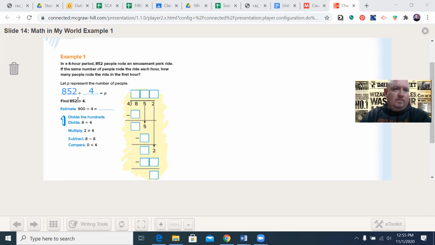So we do an estimate. Now I would estimate this into 800, but they want 200 or 900. So we know that it's going to be 225. If you go 800, it's about 200. But if we go by our rules from earlier in this chapter, we'd want something that is easily divisible by 4. All right, so now we're going to start step 1.